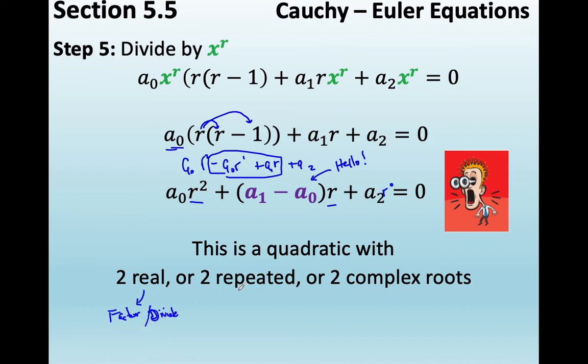If it's repeated, do you remember what we had to do for repeated roots in order to make sure that we had linear independence? We had to multiply the second factor by x. Well, now I've already got an x, and as a matter of fact, I usually have an x to the r somewhere. Instead of multiplying that by x, I need to multiply it by, wait for it, not x, but ln x. Naturally.